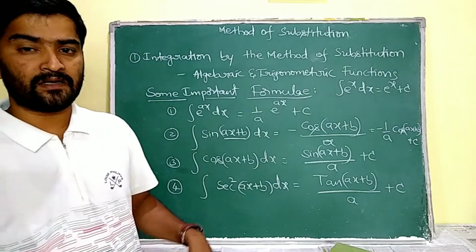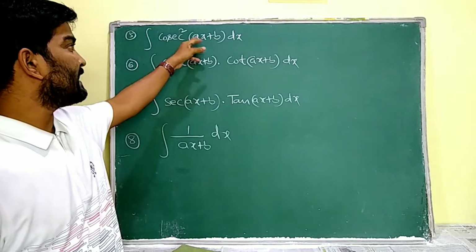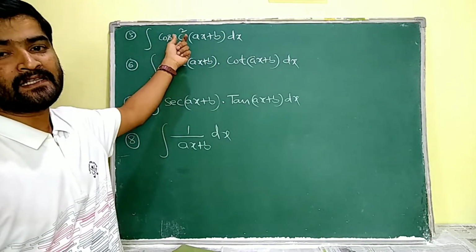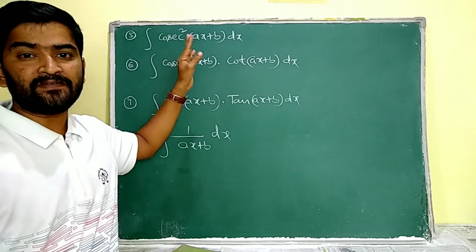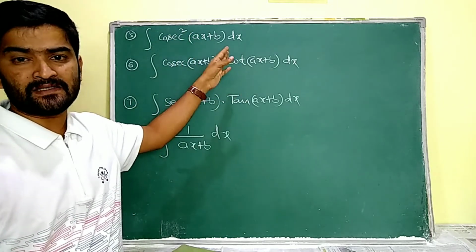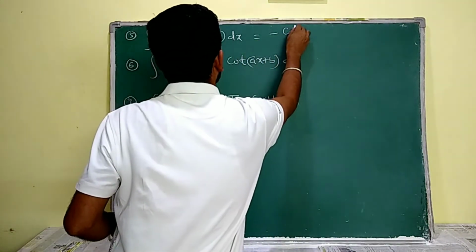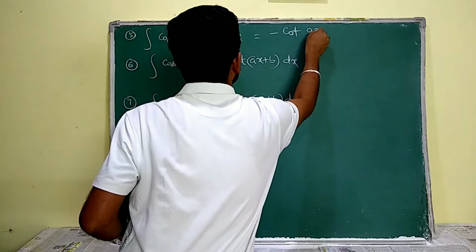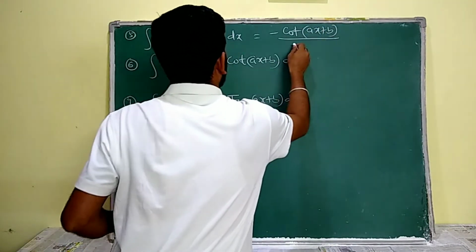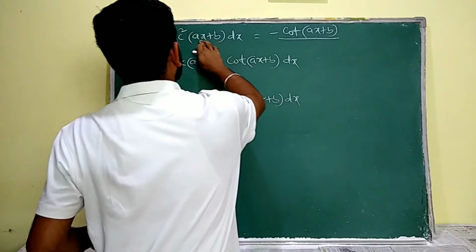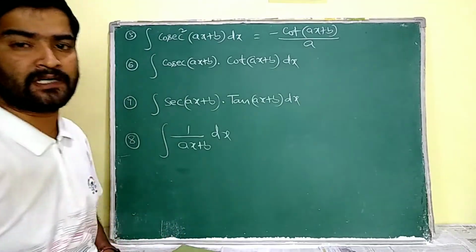A few more formulas are there. Now we are going to write them also. See integral cosecant square ax plus b dx. It is in the form of integral cosecant square x dx. For that we know the formula is minus cot x. So here we are going to write minus cot. In the place of x I have ax plus b. Now I am going to write ax plus b by, again I derive this ax plus b and write the obtained value in the denominator, plus c.